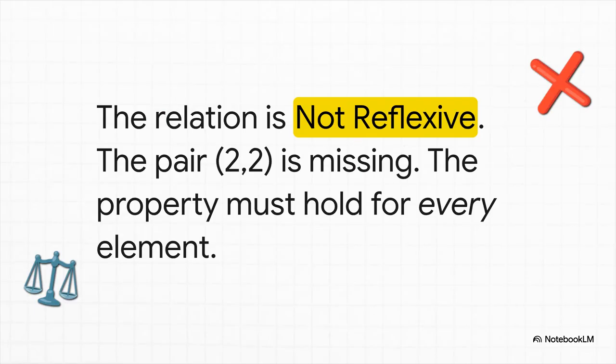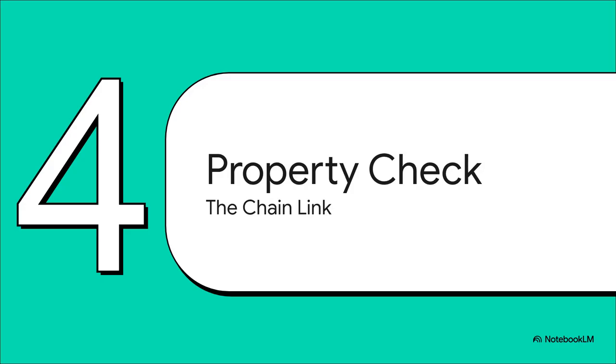And that's the whole ball game, because we found just one element, the number 2, that doesn't relate back to itself. The entire relation fails the test. It is not reflexive. Remember, the rule says for every element. One failure and the whole thing comes down. All right, on to our next property check. You'll start to see how these build on each other.